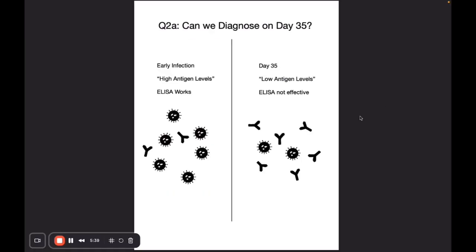If we tried using this antigen detection ELISA 35 days after infection, it probably wouldn't give a reliable result. By that time, the immune system has already cleared most of the virus, so the amount of viral antigen in the body would be very low or even undetectable. That's why this type of test is really only useful early in the infection when viral antigens are still present in high enough concentrations to be detected.